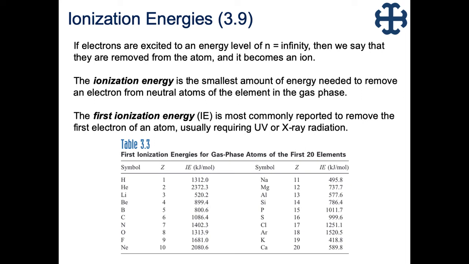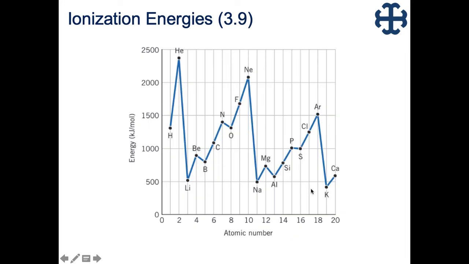Typically what we care about most is the first ionization energy. For the rest of this PowerPoint, I'll also abbreviate it as IE. It is the most commonly reported value and usually requires either UV or X-ray radiation. These are some of the values for the first 20 elements shown in your textbook. You can see here hydrogen, helium, lithium, and we're going to talk some more about the trends in these ionization energies. That can be seen pretty clearly in this graph.